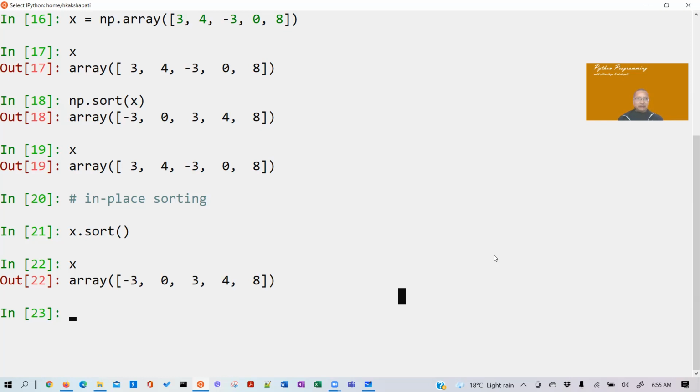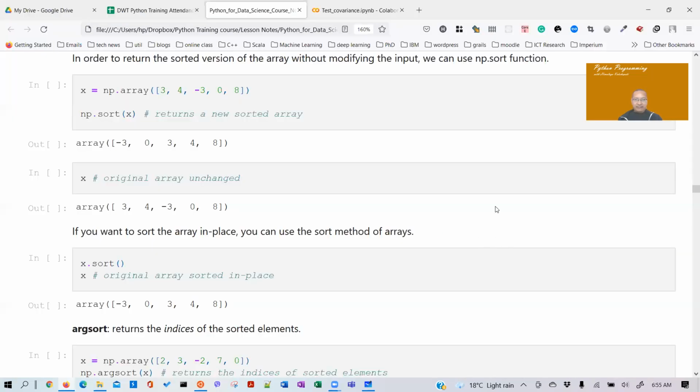Guys, do you understand the distinction, the difference between using np.sort and calling sort on the array? Did you understand? Yes, sir. Okay, great. The original changes in the other one. What does np.sort do? Does it change the original array? No, sir. But if you call the sort method on that array, it changes the array permanently. In-place sorting. Very good.